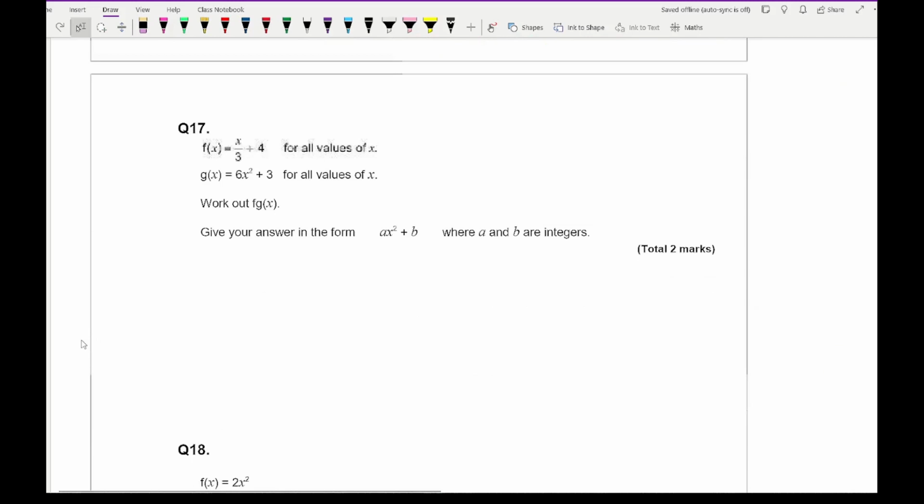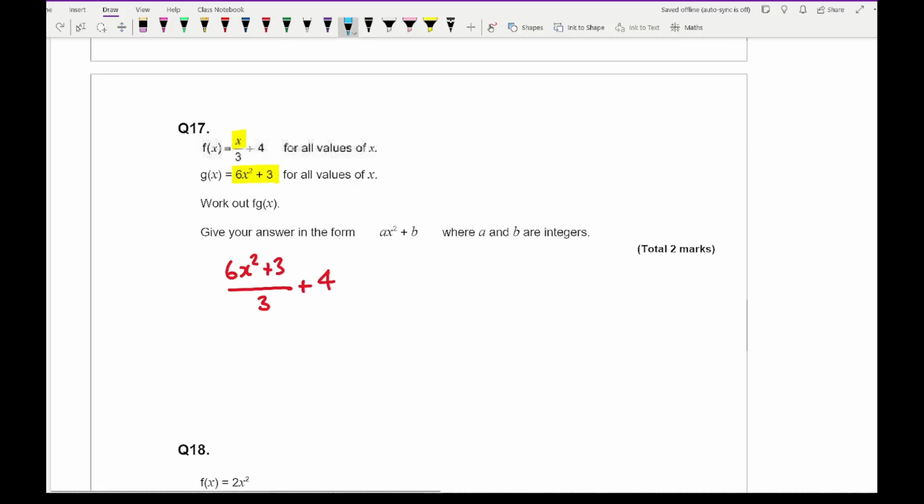Moving on to question 17, it says f of x equals x minus 3 plus 4 for all values of x, and g of x equals 6x squared plus 3 for all values of x. And so work out fg of x, giving your answer in the form asked. Big mouthful there, but let's get through it. So looking at this then, again, what I'm doing is I'm substituting g wherever I see an x in f. So from this, it's going to look like 6x squared plus 3, all divided by 3, plus 4.